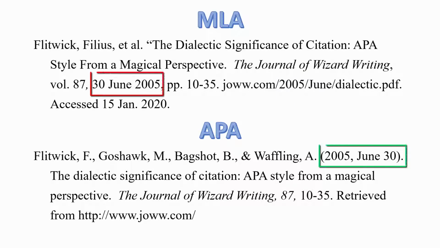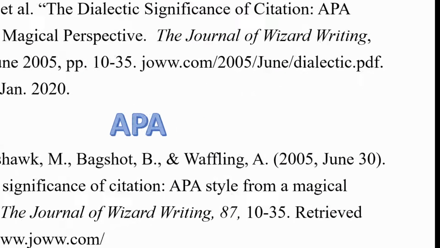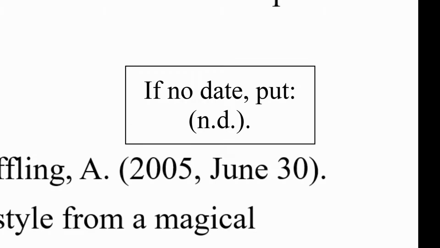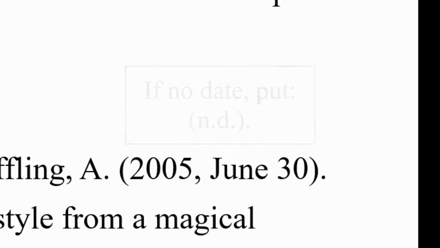Dates of publication hold more importance in APA style, so they appear earlier in citations than MLA style. Dates go in parentheses with the year first. If there is a month or month and day, put a comma after the year and include them here. If a source does not have a publication date, you need to note this by using lowercase n period, lowercase d period for no date in the places where the date would usually go.